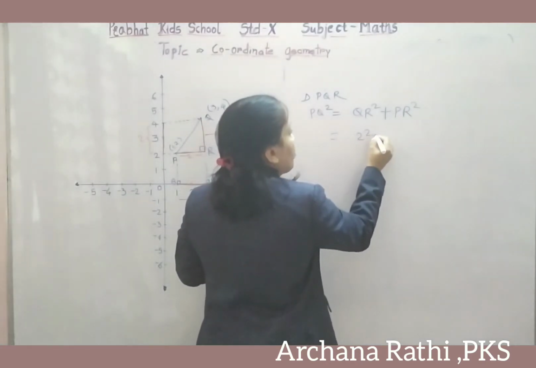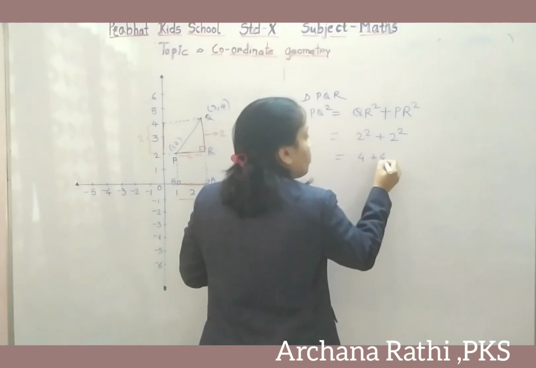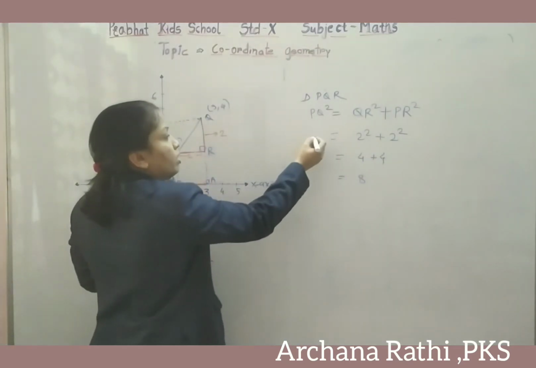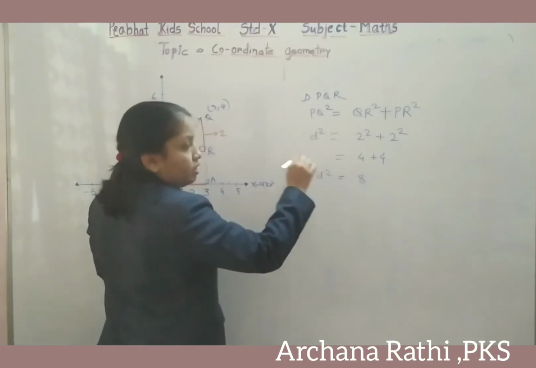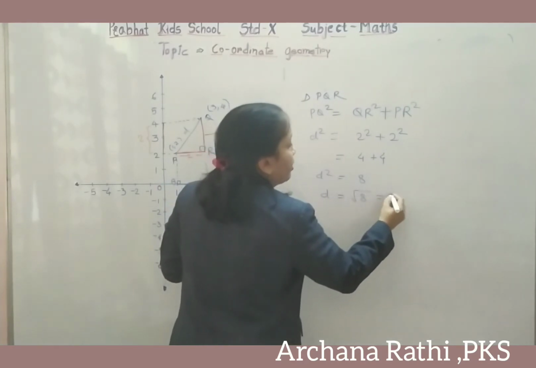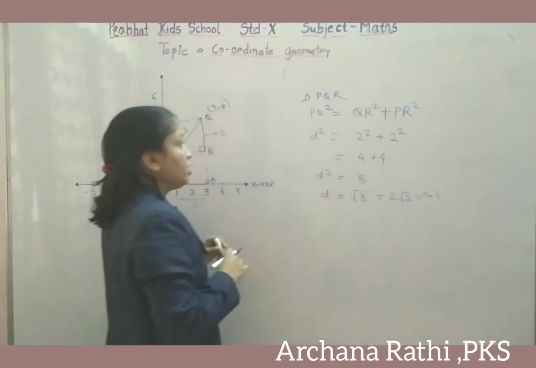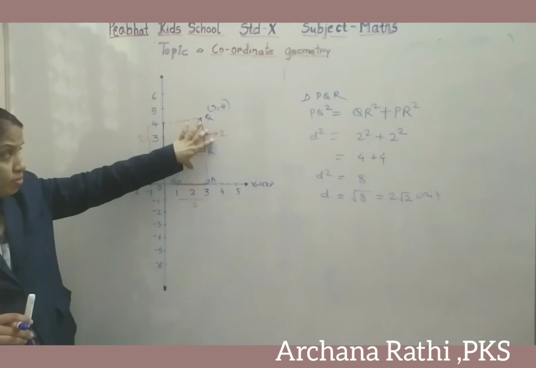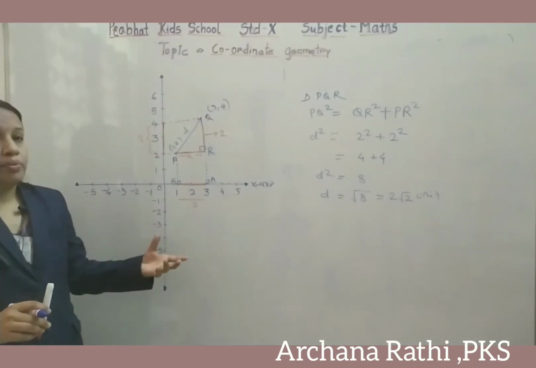Therefore 2 square plus 2 square. Now 4 plus 4 is 8. Suppose we denote this PQ distance by D. Therefore D square is 8. Therefore D is under root 8 units, that is 2 root 2 units. This is how to find the distance between any two given points when the points are given in any of the quadrants.